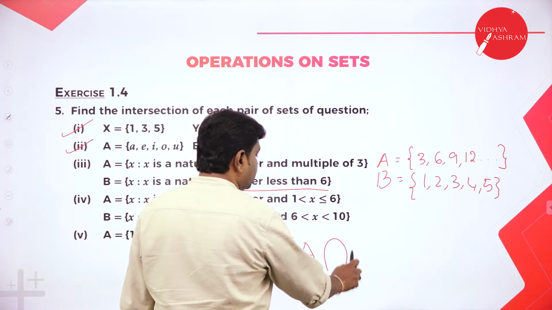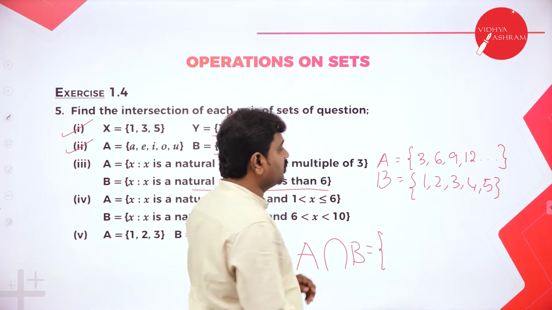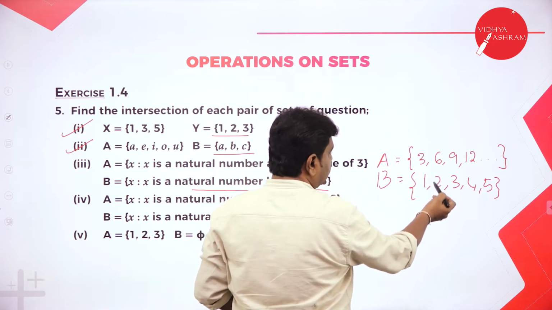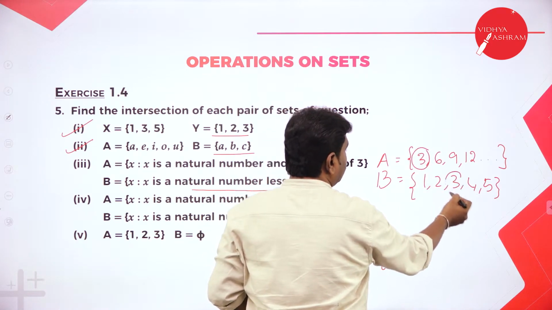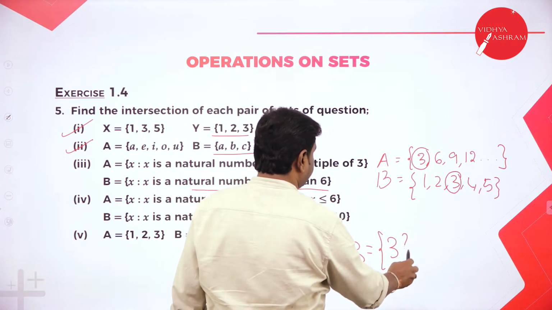What is meant by A intersection B? It is the set containing common elements. What are the common elements in both? In both we don't have 1. In both we have 3. 3 is common in both. And here only till 5 we have. So again we get just 3.